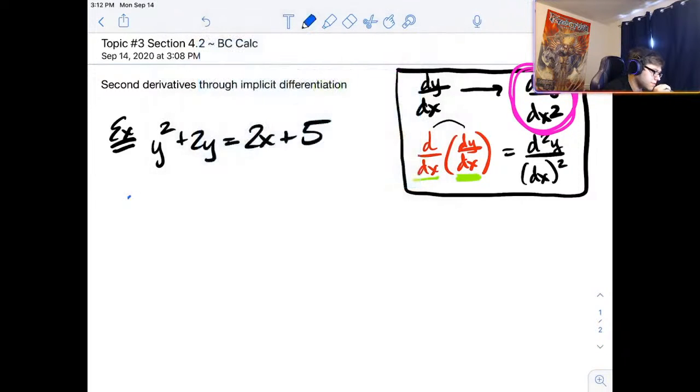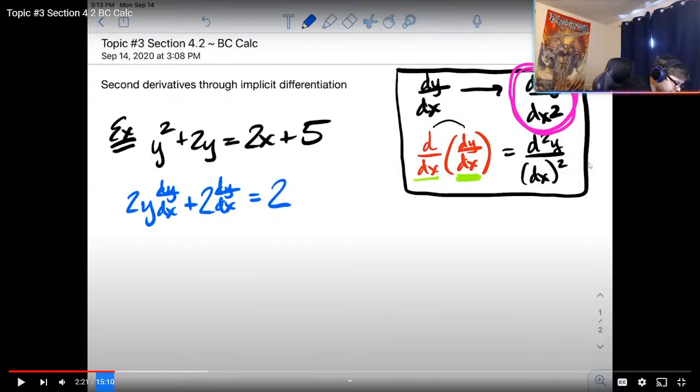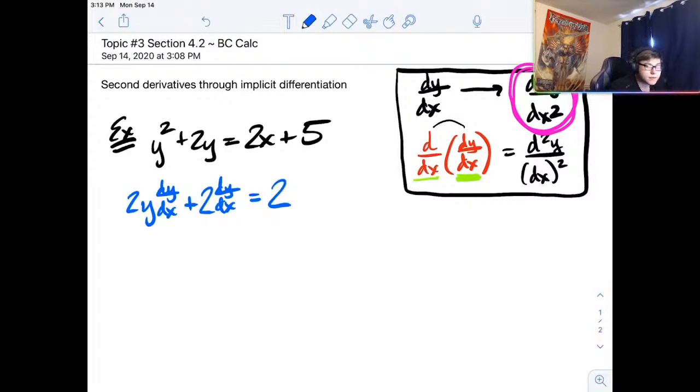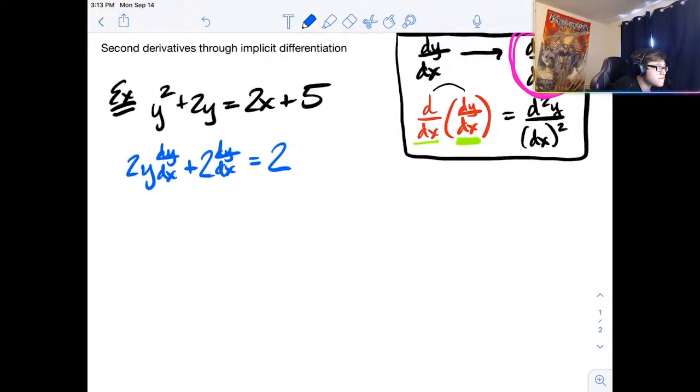Let's give it a try. Derivative of y squared would be 2y, but y is not the primary variable, so we attach dy dx. Plus the derivative of 2y is 2, but y is not the primary variable, so we attach dy dx. Equal to the derivative of 2x, which is 2. x is the primary variable, so you can think in your brain there is a dx there, but you don't have to write it down. And lastly, the derivative of 5 just disappears because it's a constant. Conveniently for us, the dy dx's are already on the same side of the equal sign, so we can go ahead and factor them out. 2y plus 2, divide that.